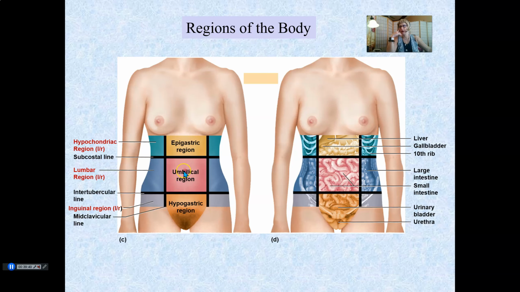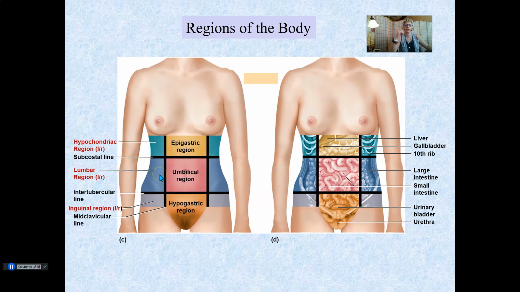Now, remember, your belly button is called the umbilicus. This whole pink region is the umbilical region. Everything above the umbilical region is the epigastric region: epi means on top, gastric means stomach. So you can see a lot of the stomach is here. You also have parts of the liver, which you can see sticking out over here. So that's the epigastric region, the right hypochondriac region, left hypochondriac region, and umbilical region.